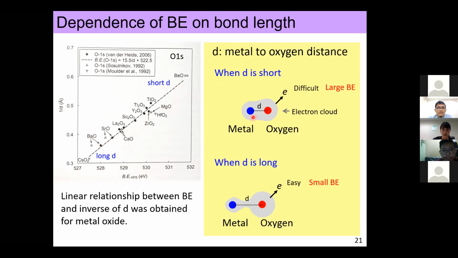When D is short, electron cloud of oxygen is shared by the cation, and thus photoelectron is difficult to emit. This case makes binding energy increase. On the other hand, when D is long, electron cloud does not shrink compared to this case. Therefore, electron is easy to take off, resulting in lower binding energy.